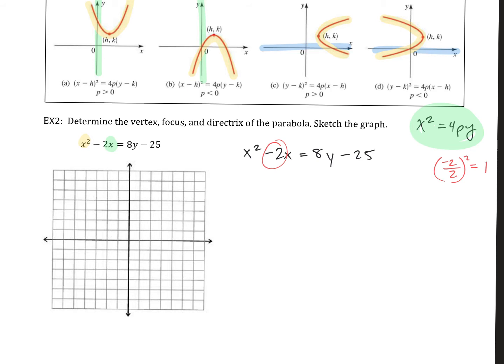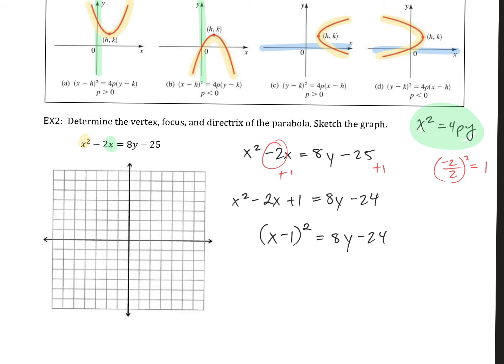Alright, so we would add that positive 1 to both sides. If you need a refresher on completing the square, please just send me an email and let me know. Then we get x squared minus 2x plus 1 equals 8y. And we have the 25 and the 1, so it's minus 24. Okay, so then we can factor this into the identical pair, x minus 1.